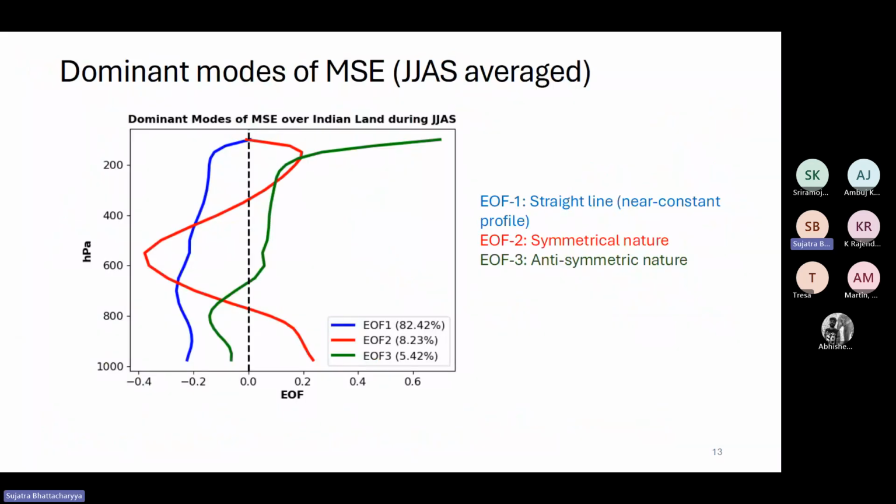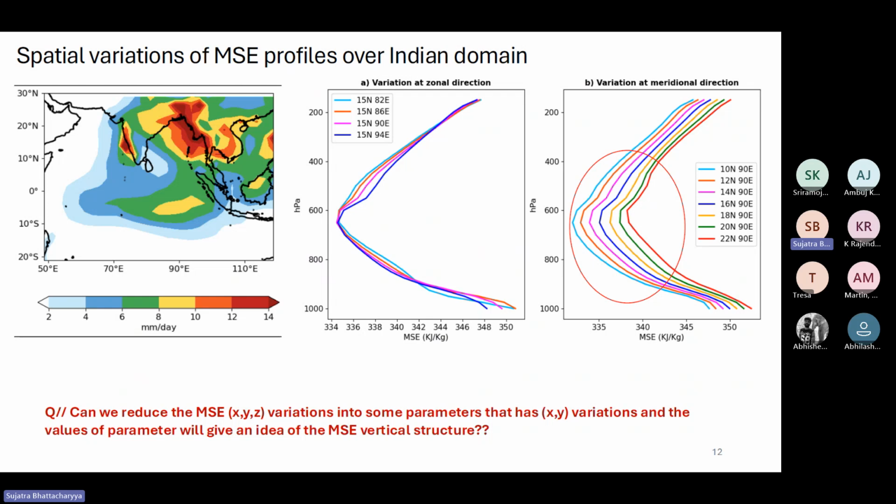I looked at the dominant modes of the moist static energy with the JJAS average. The first mode is very strong. This is without removing the trend, but if we remove the trend also, it comes out about 79% strong. The thing to notice here is that if you look at the three dominant patterns, there is always a near constant kind of profile, and you have a symmetric nature. At the same time, the third mode shows an anti-symmetric nature as well. So even in the moist static energy profile, there is some kind of symmetry, as well as some asymmetry. Somewhere, sometimes, the bottom is larger as compared to the top.